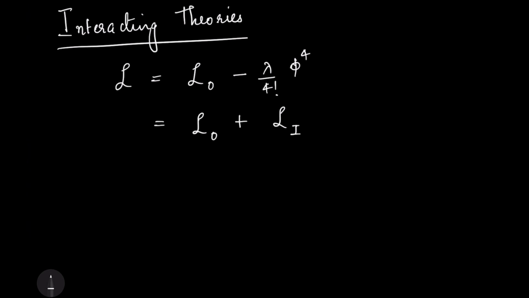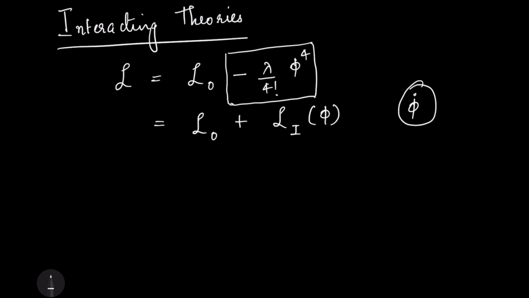But the thing is that the general interaction will contain only terms with phi and not the derivative of phi. Okay, so here you can see this is the simplest example and there is no derivative of phi. So this interacting term will only be a function of phi, or L_i depends only on phi and not on phi dot. Okay.